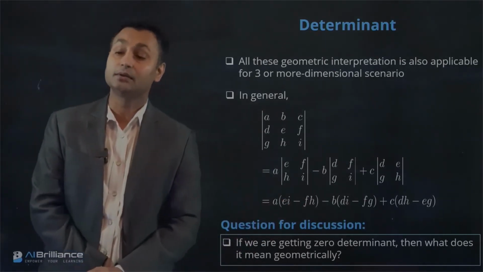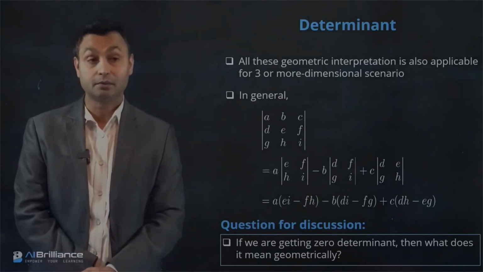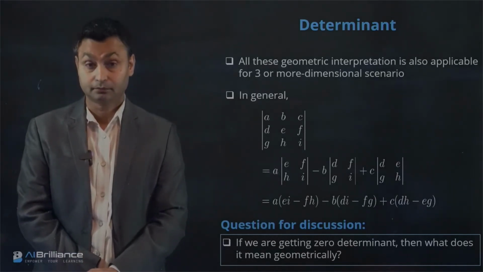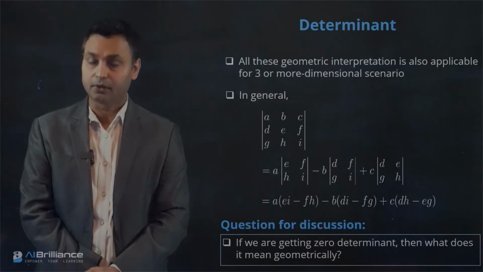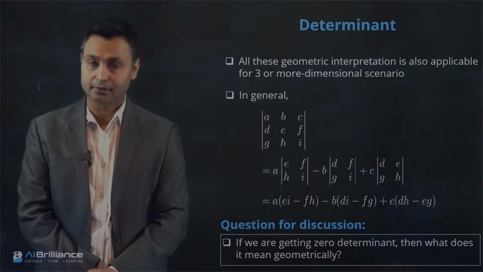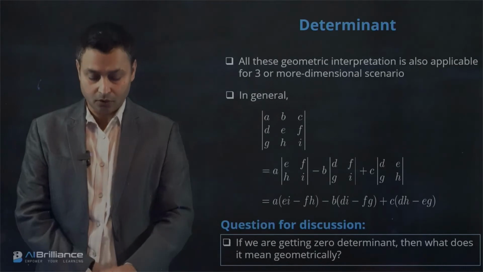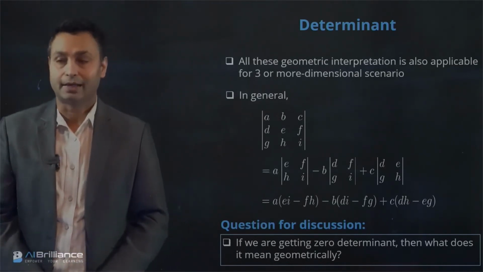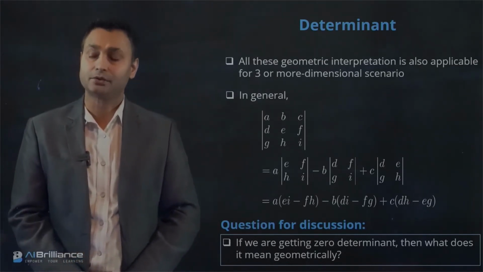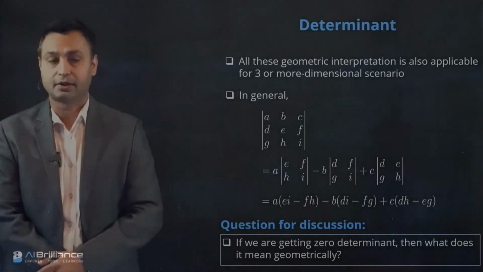Now, one more important thing that I want to discuss before I finish this lecture is what happens if you get a 0 determinant, and what does it mean geometrically? Let's think about it for a few seconds before answering this.